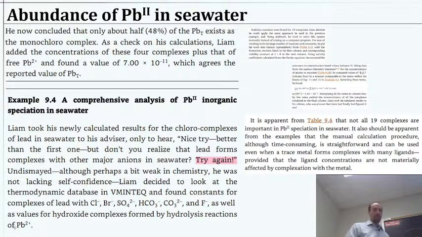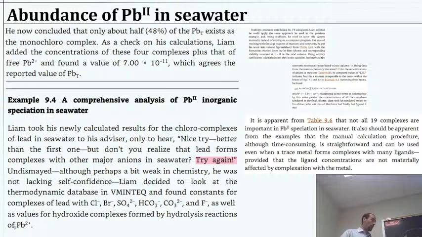So although perhaps a bit weak in chemistry, not lacking in self-confidence, Liam decided to look at the thermodynamic database in this vMinTech thing. We'll talk about that in a minute. That's the program. So I like the way they say this. It almost feels like, oh, he went and cheated. Went and looked up the answer online. No. But actually, when you get to this level of that much chemistry, that's the right way to do it, right? It's kind of like doing a long division problem. Yeah, sure, you could do it by hand with X number of digits, but probably get your calculator at some point, right?